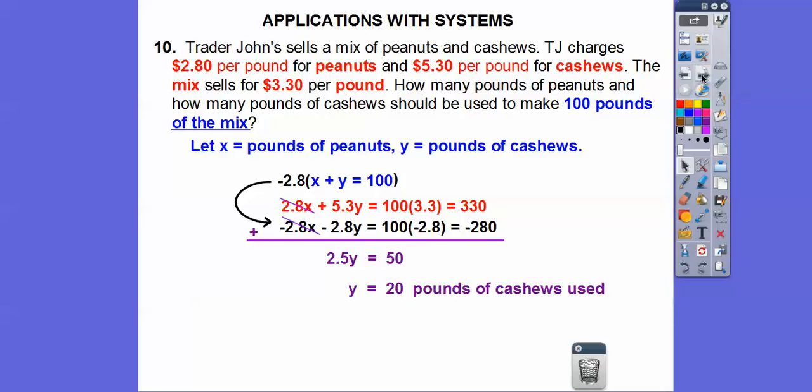So we get 20 pounds of cashews. Now I didn't say that, you guys. So we got 20 pounds of cashews. How many pounds of peanuts? Well, I didn't write it down. It should be also 80 pounds of peanuts, because they add up to 100 pounds right there.